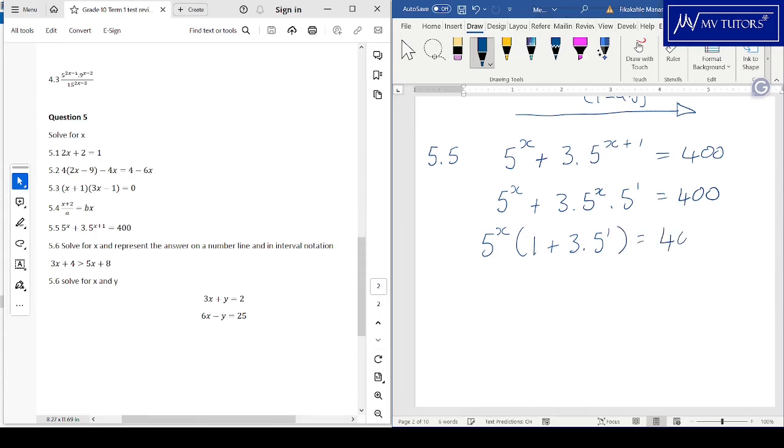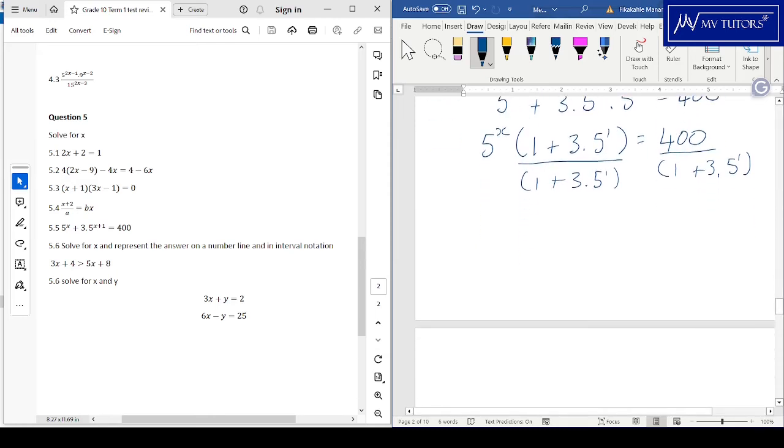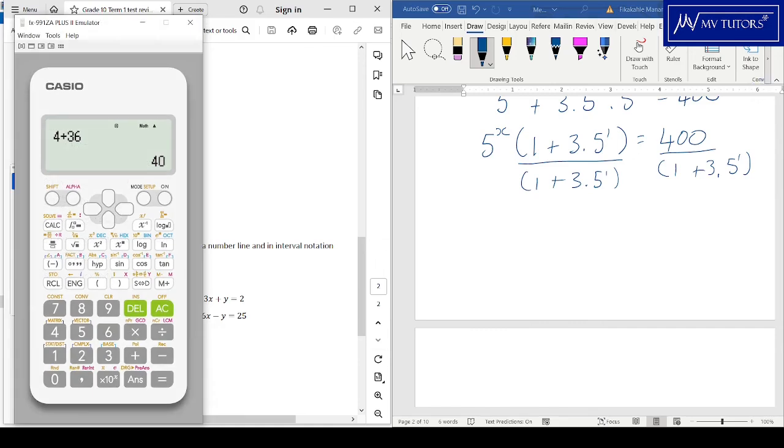That's equals to 400. Now, to get rid of this whole thing, I divide by it, 1 plus 3 times 5 to the power 1, and I divide both sides with that thing. Please, this is not a decimal. It's a multiplication sign. Now what I'm going to do is put this whole thing in a bracket, so that I have 5 to the power x is equals to 400 divided by bracket 1 plus 3 times 5 to the power 1, which is just 5. And then I get 25.